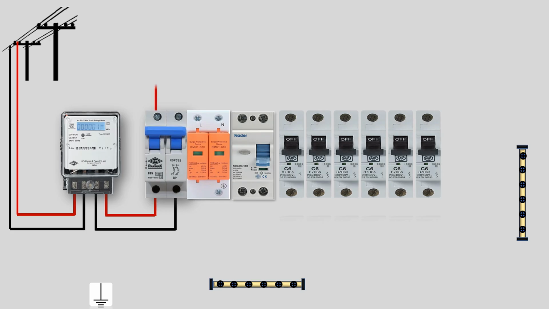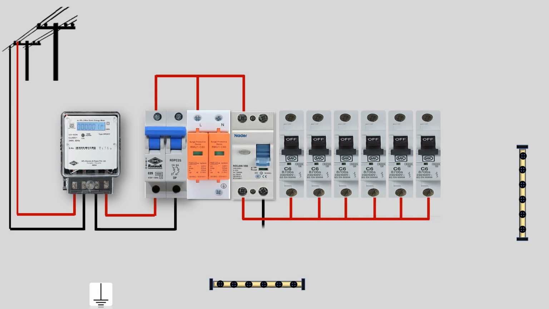After surge protection, the supply passes through the RCCB or RCD, residual current circuit breaker. This device protects people from electric shock. If leakage current is detected, it immediately disconnects the power.